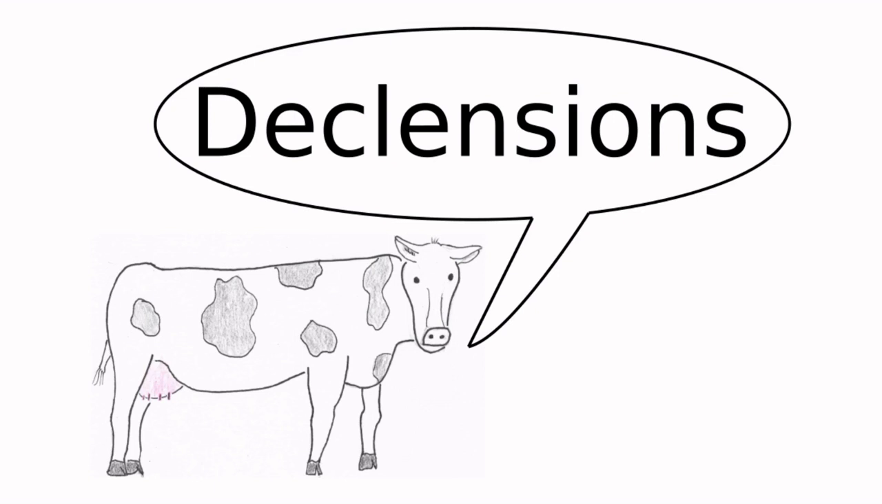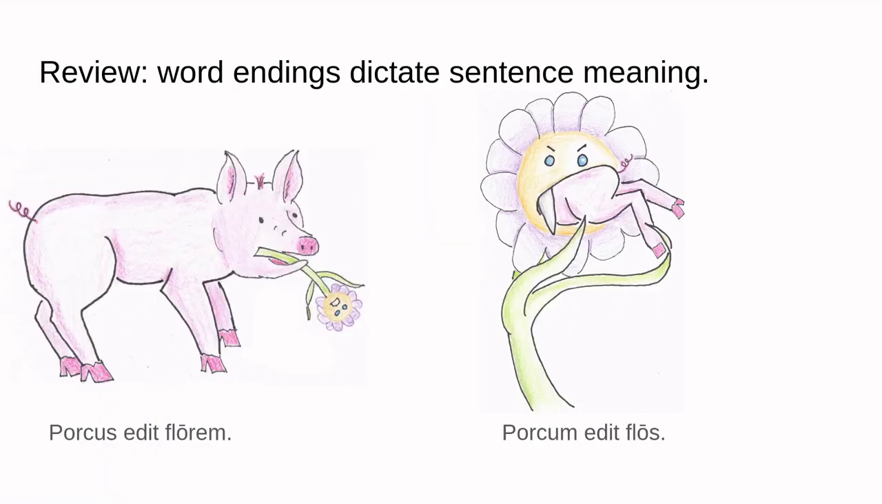In this video, we're going to learn about the concept of noun declensions. So in a previous video, we talked about how it's word endings that dictate the meaning of a sentence, not the word order. So here, the word order is the same, but the sentences mean very different things. Here, porcus is in what's called the nominative case, meaning it's the subject of the sentence, and florem is in the accusative, meaning the flower receives the action of being eaten.